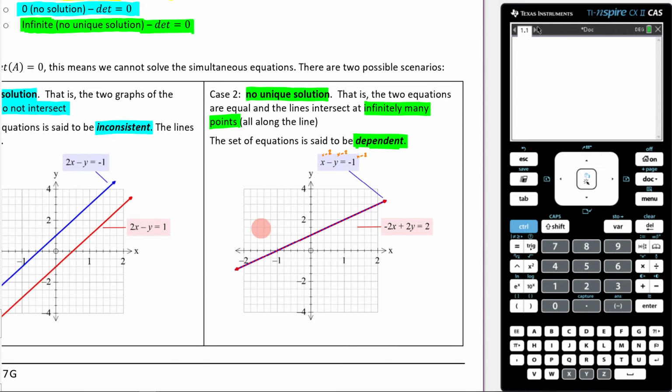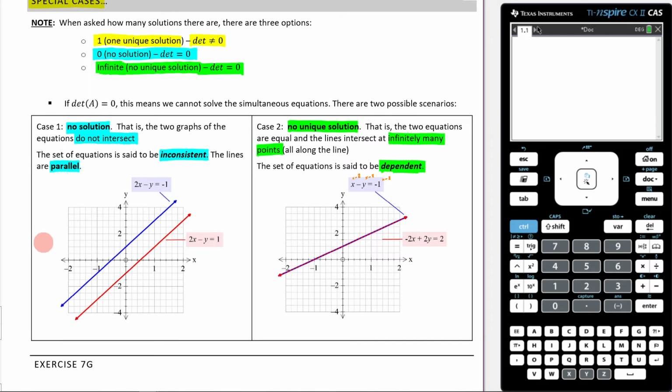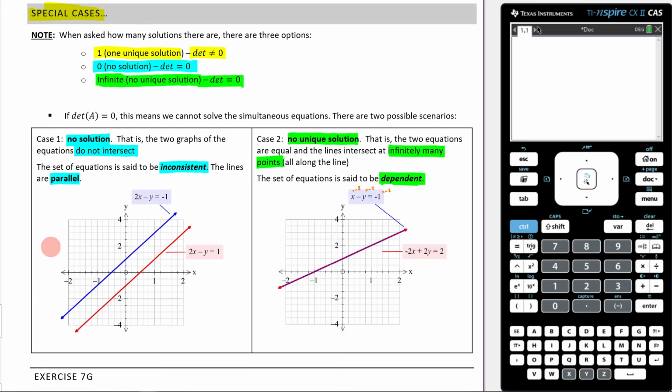Okay, so that's just a bit of an introduction to what it means. We're now going to go through these with a bit more detail. You don't have to write any notes for what we're about to do, but that is a nice little summary of the special cases you can have. So you can either have one unique solution, no solutions, that's when they're parallel, or an infinite amount of solutions, so no unique solution, that's when the lines overlap. And all of these occur when the determinant is equal to 0. So this means we cannot solve the simultaneous equations, and these are the two situations in which this occurs. All right, let's pause here for a second, and let's just go through some of these examples a bit more thoroughly.